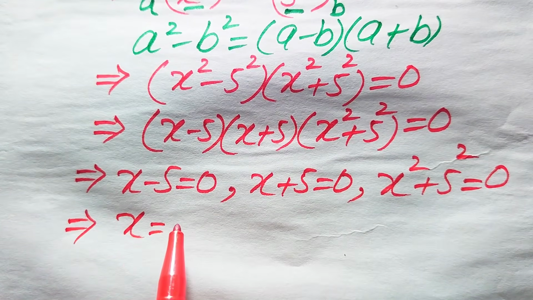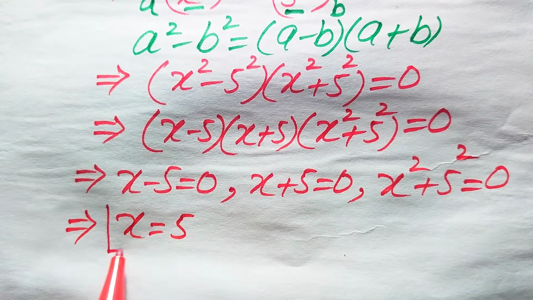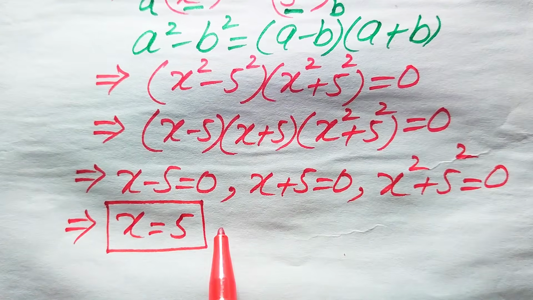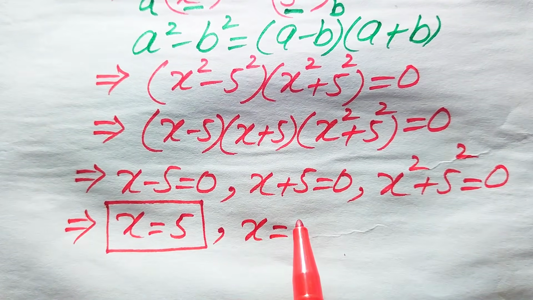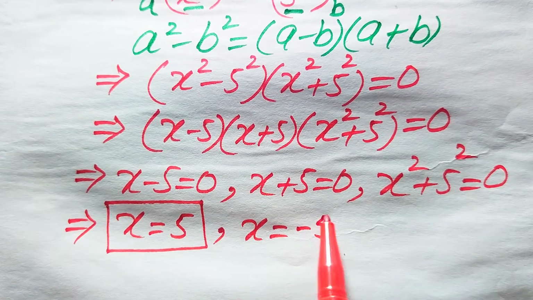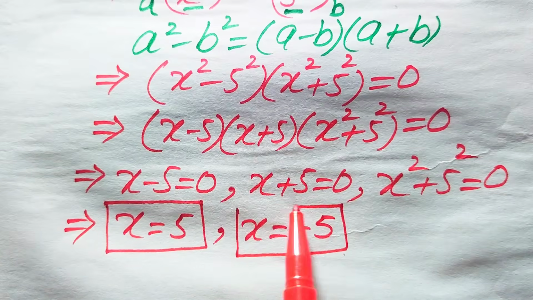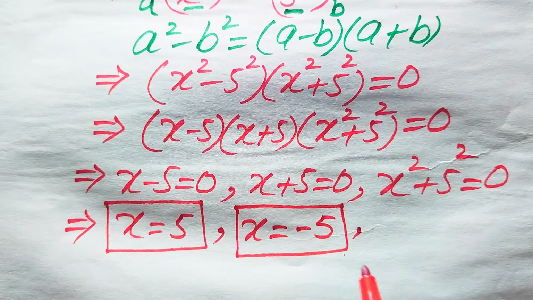From here, we move the term minus 5 to the right hand side, and we get the value of x is equal to plus 5. And from here we move the value plus 5 to the right hand side, and we get the value of x is equal to minus 5.